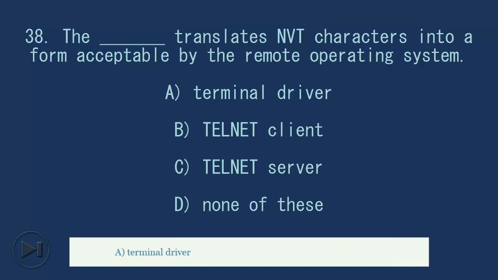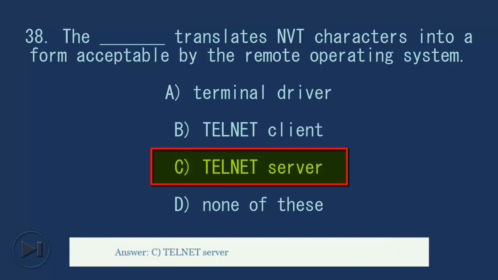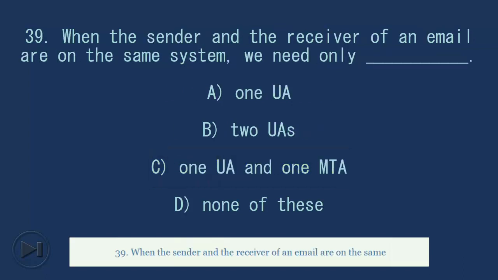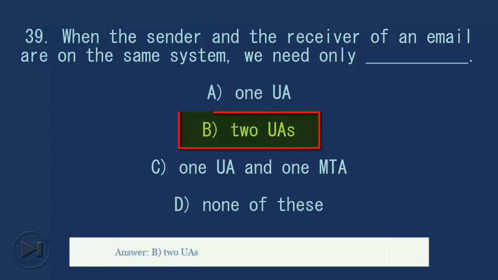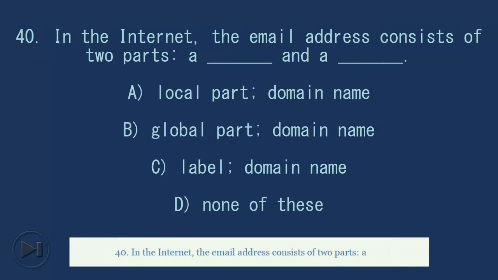A. Terminal driver. B. Telnet client. C. Telnet server. D. None of these. Answer, C. Telnet server. 39. When the sender and the receiver of an email are on the same system, we need only blank. A. 1 UA. B. 2 UAs. C. 1 UA and 1 MTA. D. None of these. Answer, B. 2 UAs. 40. In the internet, the email address consists of two parts, a blank and a blank.